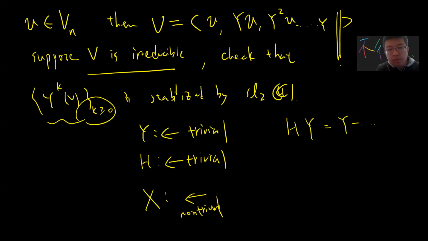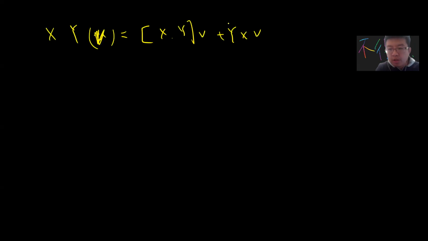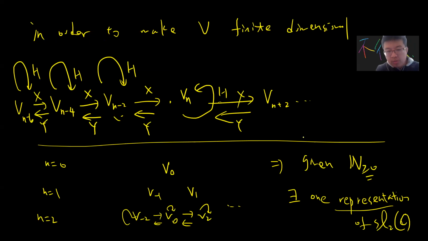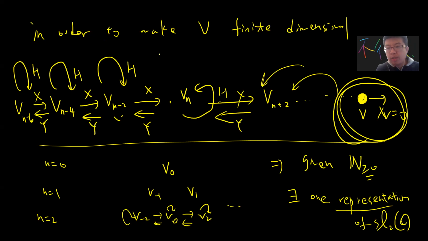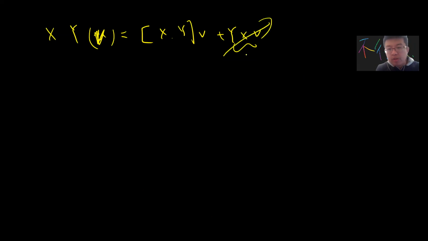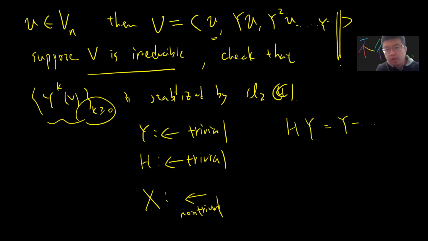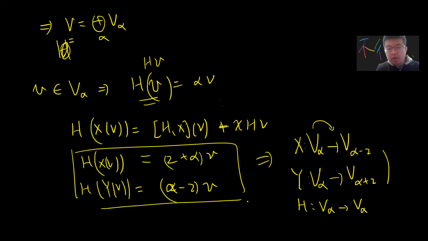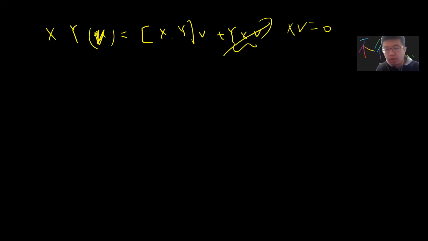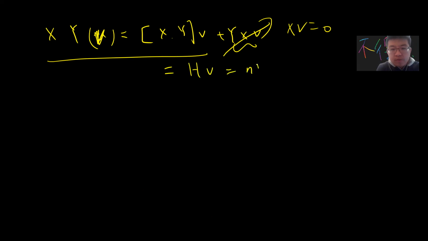Let's make an assumption: you start from v and keep going down with y. In order to make it finite, you must have some vector v such that x v is 0, and you keep using y to go back. So our condition is that x v is 0. Going back to this proof, I want to make this finite dimensional, so I must assume that there is a v which cannot keep going up. This vector will be annihilated by x. Then h v equals n v. Up to now I didn't say n is an integer; I just say that n is some number.